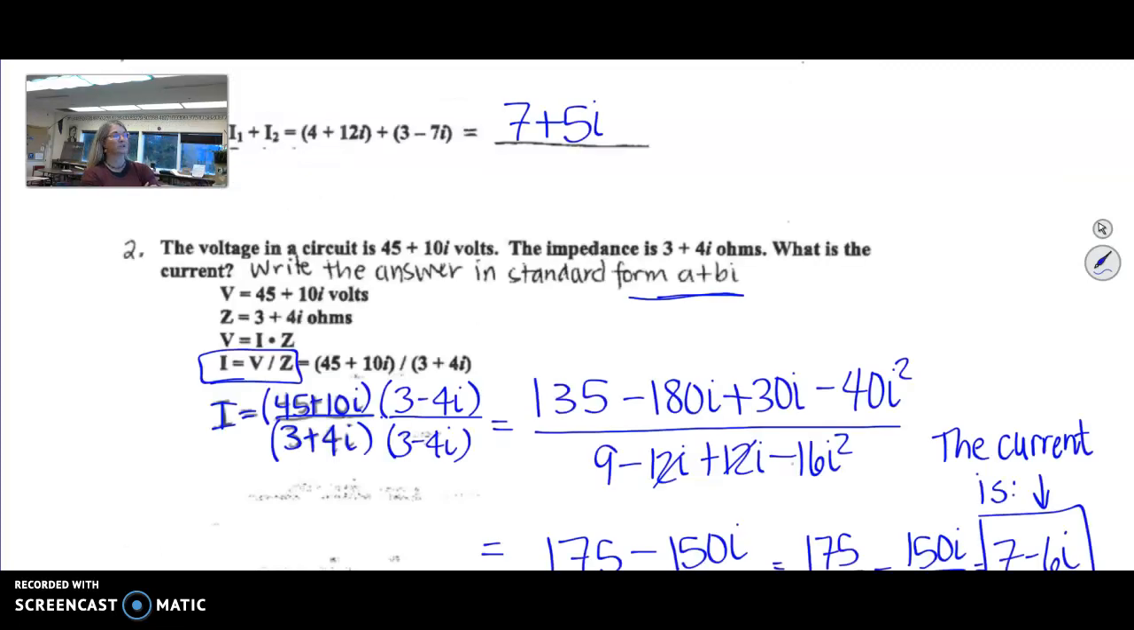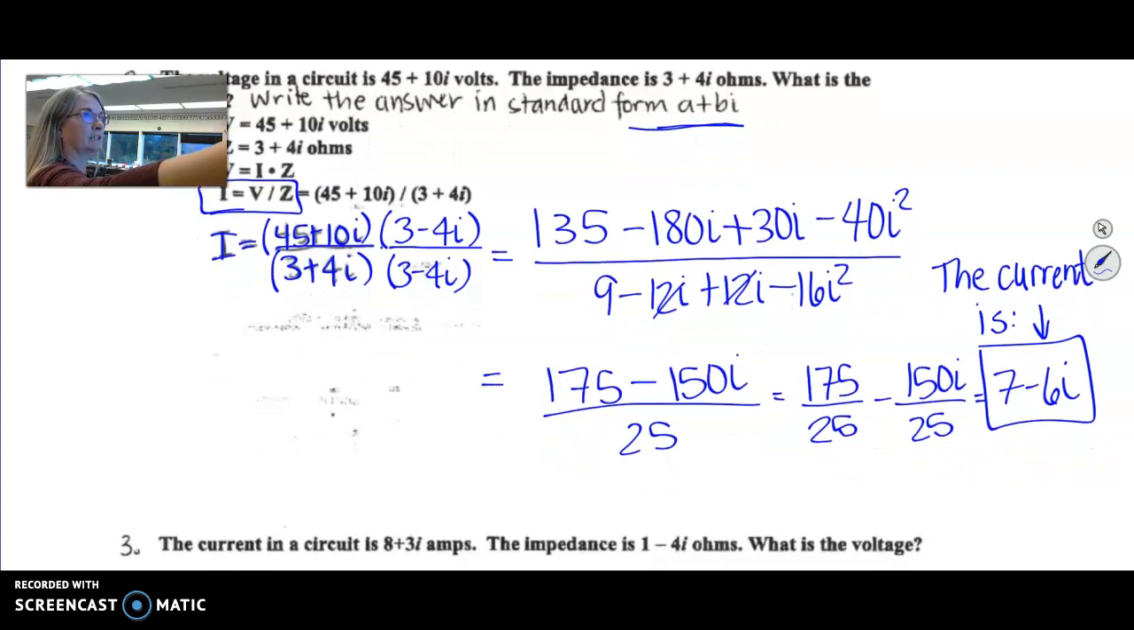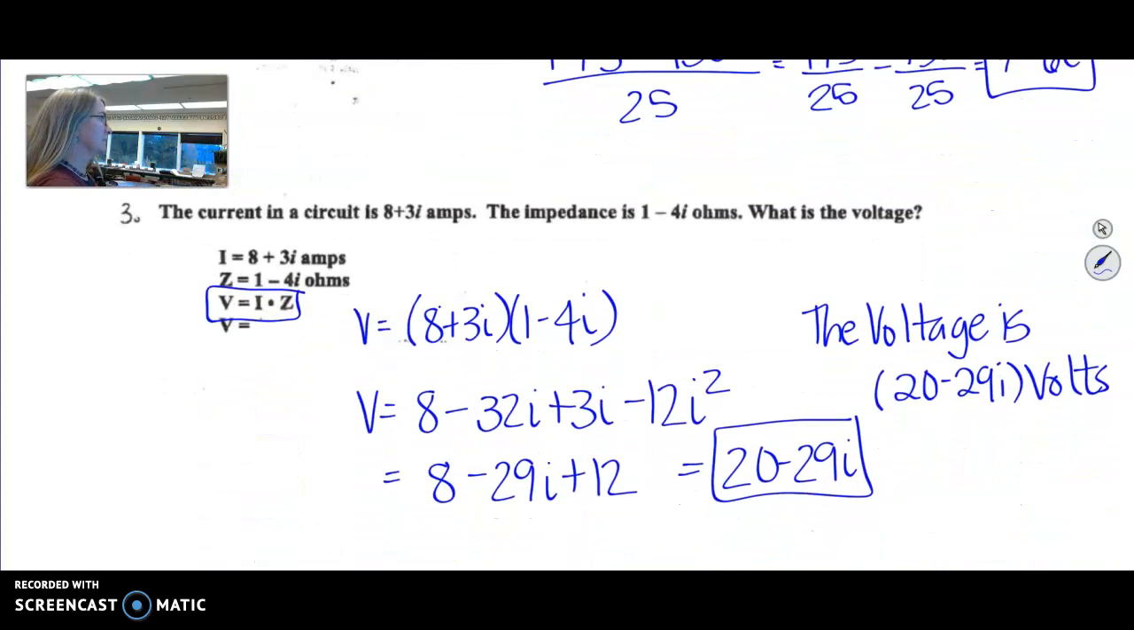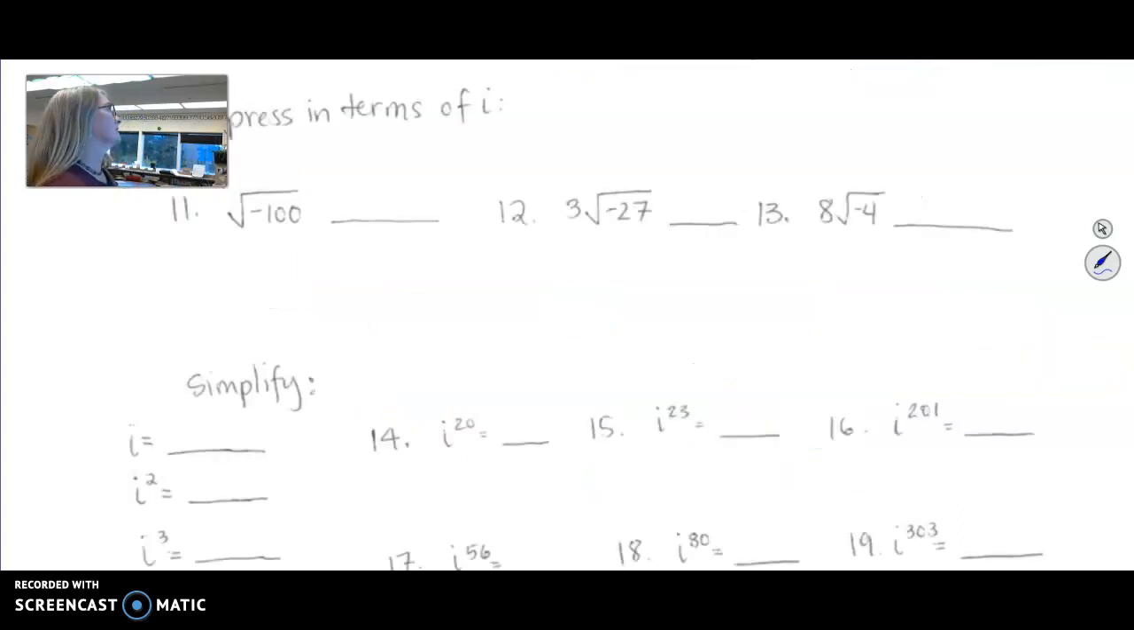Okay, for the first problem here, you should have gotten 7 plus 5i, adding the like parts together. For problem number 2, the current, you should get 7 minus 6i after simplifying. And then number 3, to find the total voltage, you're going to multiply the current times the impedance, and the voltage is 20 minus 29i. Okay, so go ahead and finish up through 13, and then you'll need to watch the next video to learn how to do the simplifying i to powers and the graphing as well.